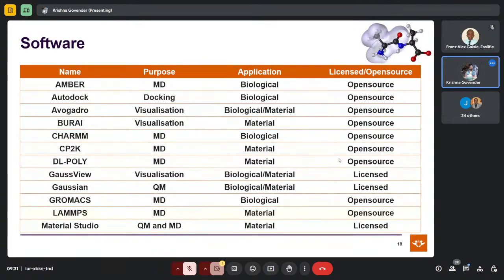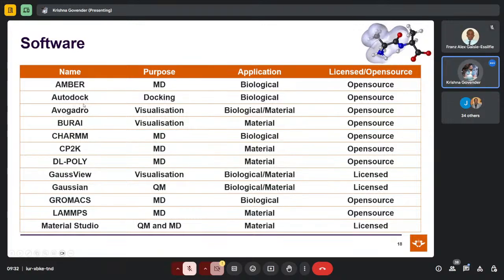So the first one is Amber. As I told you, it's also a force field, but it's a software package as well. So this is able to do molecular dynamics on biomolecules. And very recently, this package actually became open source. For a very long time, it was licensed, so you had to pay a certain license fee in order to use it. But now it is open source to all academics. So that's a plus, right?